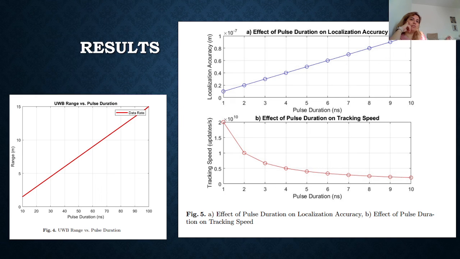So what happens to the localization accuracy? Accuracy is the reason you're moving from GPS to localization in the first place. So you want to make sure that it is optimized. On the top right side, I have localization accuracy in meters. I decided that is the best way of looking at accuracy, okay, how accurate I am if I'm playing around with the pulse duration. So you can see that when I'm increasing the pulse duration, my localization accuracy is also increased.